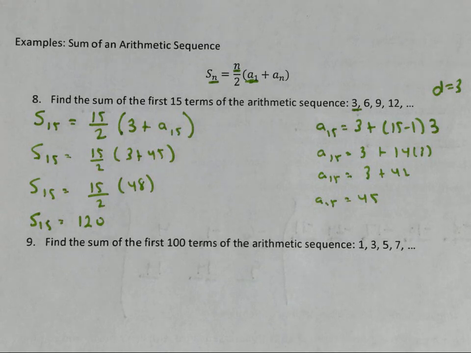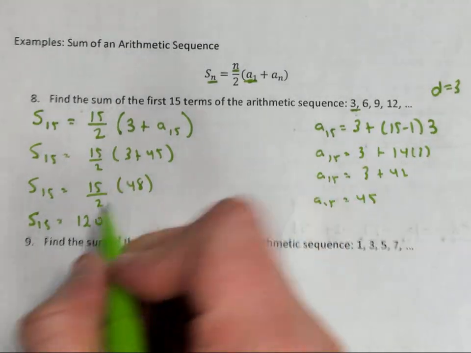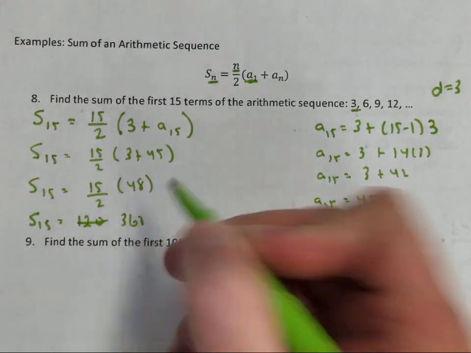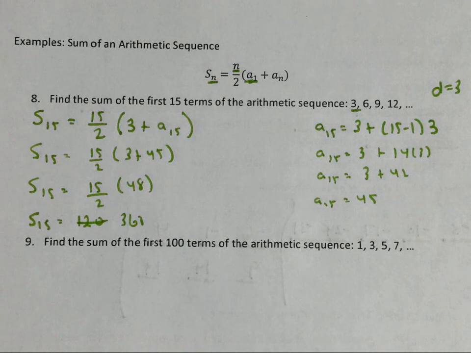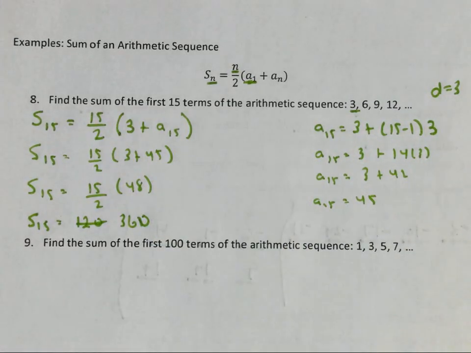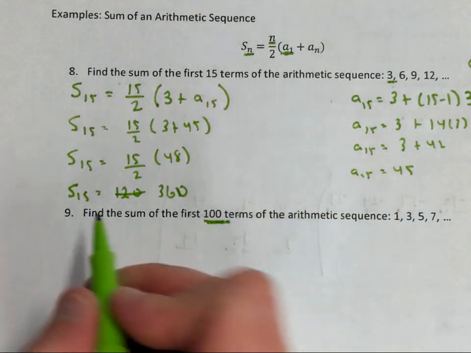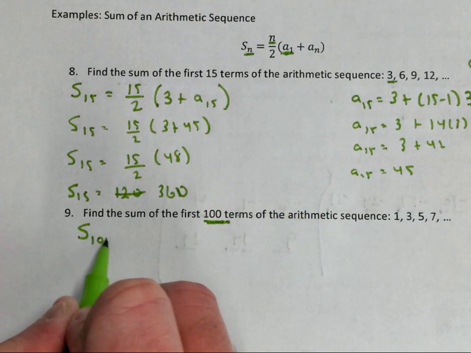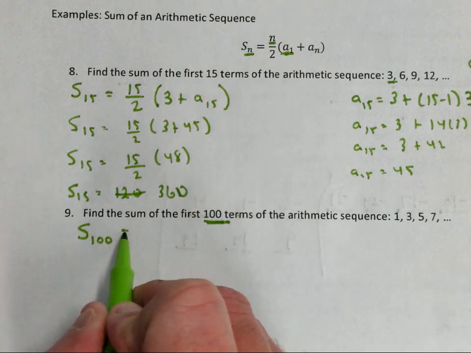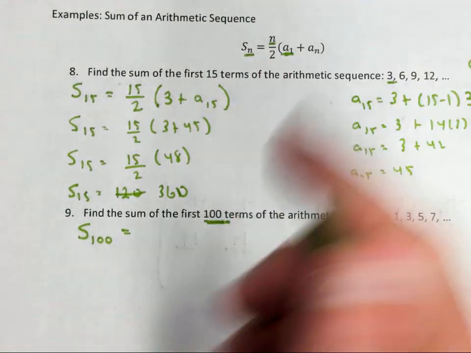Okay, say 15. Did anybody else get something different? Yeah, I got 360. Okay, it should be 360, and I'm sorry. Yeah, it's 360. Okay, let's look at 9. I want to find the sum of the first what? 100, so I'll put S sub 100 equals 100 divided by 2.